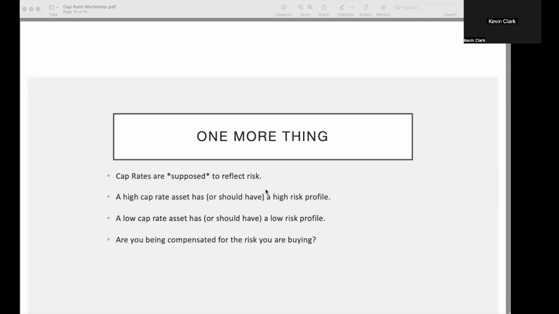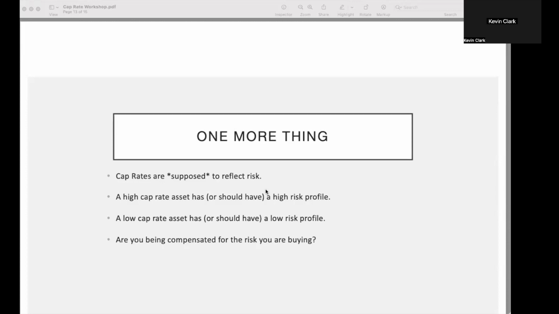Conversely, in a low cap rate environment, your low cap rate should reflect relative security of income. If you're going to buy a real estate asset at a 3.5 cap, you better be pretty sure you're going to get that 3.5% return year over year, because you're paying a lot of money for it. It should be relatively riskless. And if there's risk in there that you're not being compensated for, it means on a risk adjusted basis, it's a bad investment. So cap rates are a reflection, or should be a reflection, of risk.